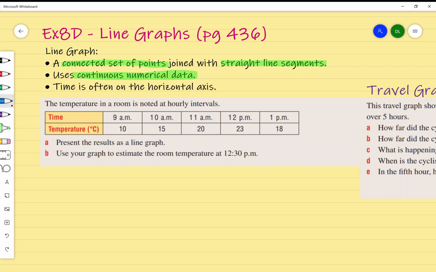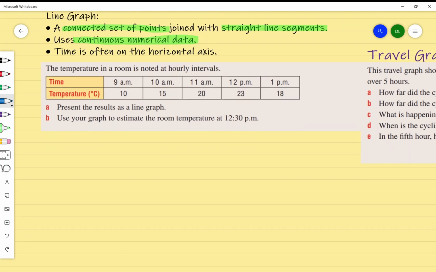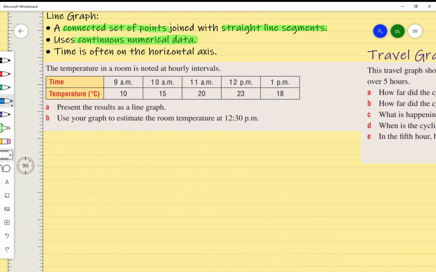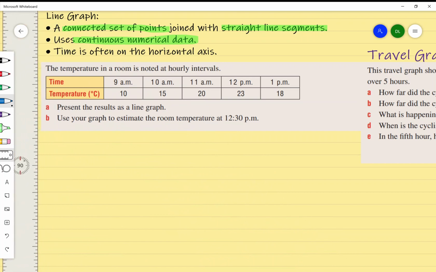For this topic, I reckon we're going to jump right into an example to show you what it looks like from the outside. This example is found on page 438 of your textbook. In this example, temperature in a room is noted at hourly intervals, where we've got the time on the top row shown as 9 a.m., 10 a.m., 11 a.m., etc. And we've got temperature on the bottom, which goes up by what seems to be 5 degrees, another 5 degrees, 3 degrees, and then goes down another few degrees. But we'll look at that in a moment.